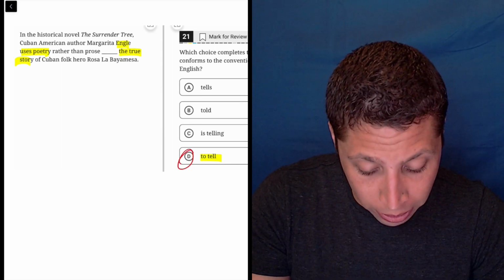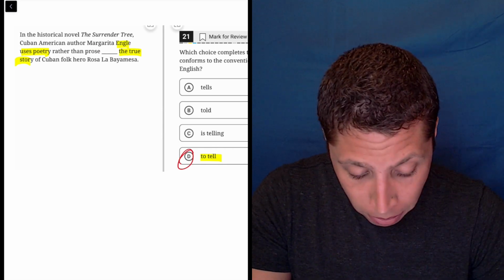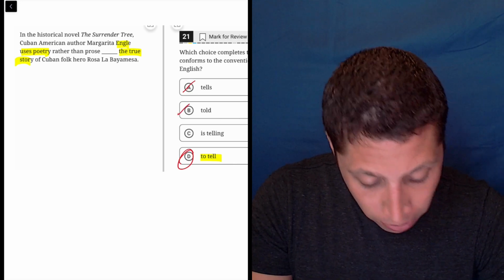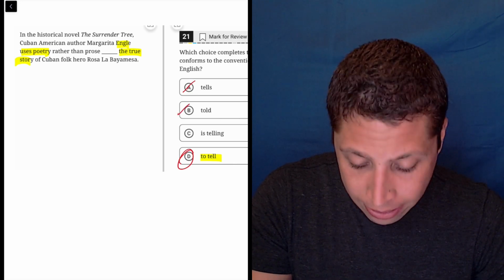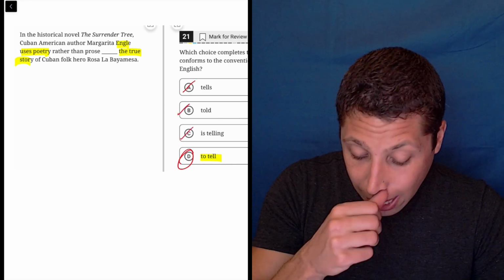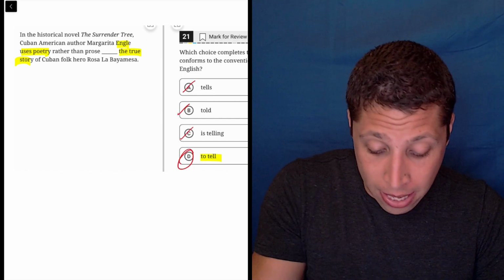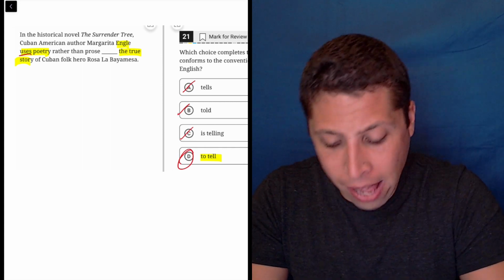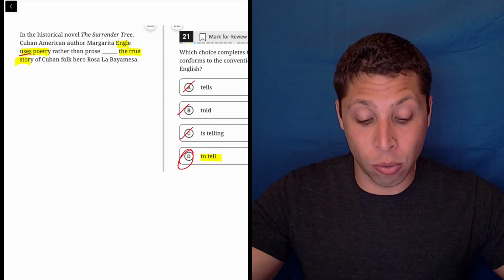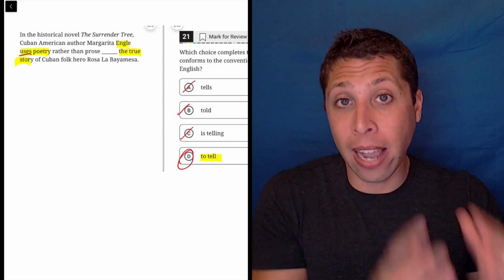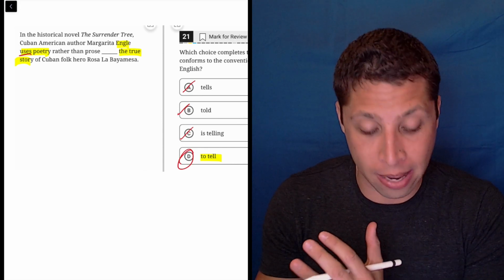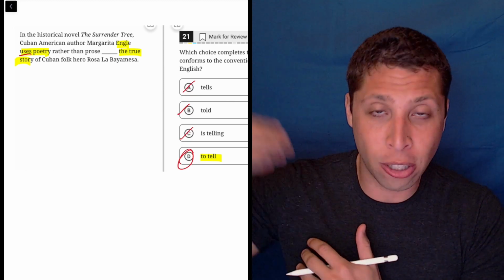Engel uses poetry, tells the true story. Nope. Engel uses poetry, told the true story. Nope. Engel uses poetry, is telling the true story. No. It has to be the verb tense, because we already have the main verb of the sentence, right? Engel uses poetry. That's at bottom like the entire sentence. So we've already covered that piece. So she uses it to do something.